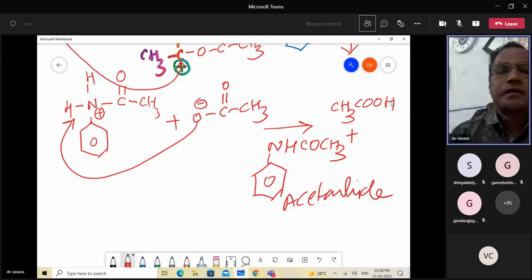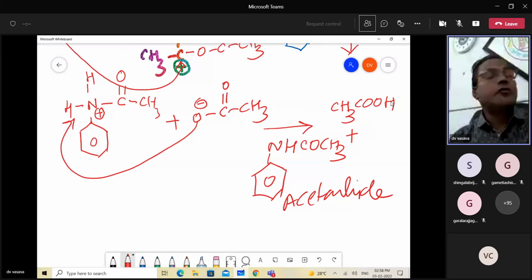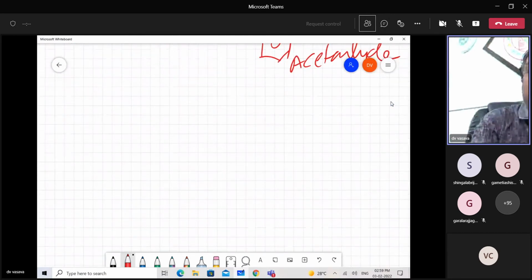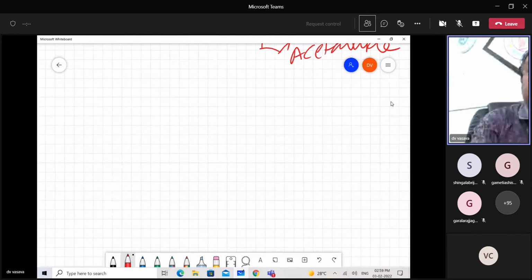You can say that we have utilized aniline, 1 mole of acetic anhydride, and 1 mole of sodium acetate. So in calculation, you will use 1, 1, 1: aniline 1 mole, acetic anhydride 1 mole, and sodium acetate 1 mole. Accordingly, you can go for the calculation.